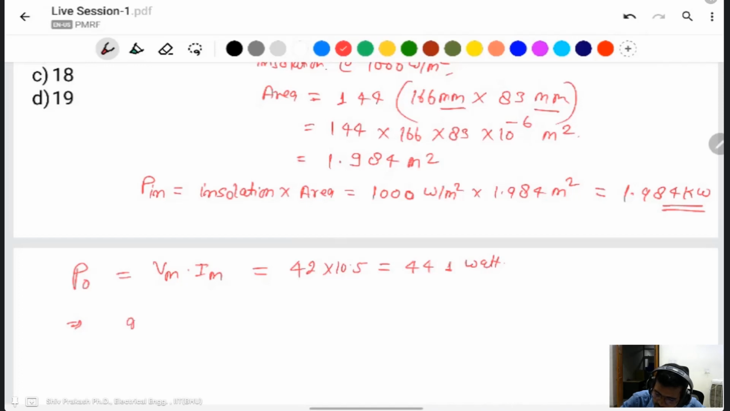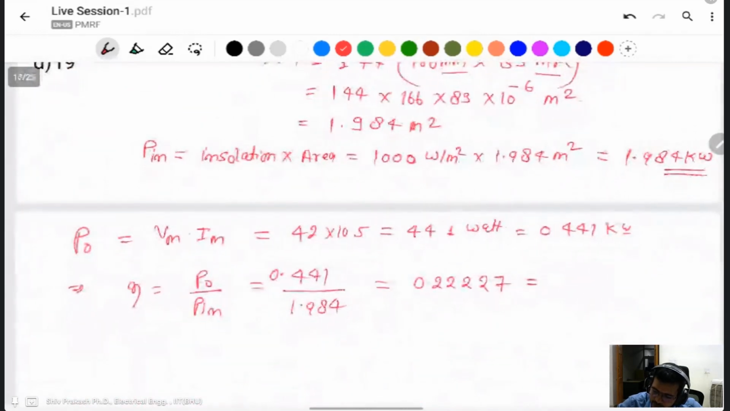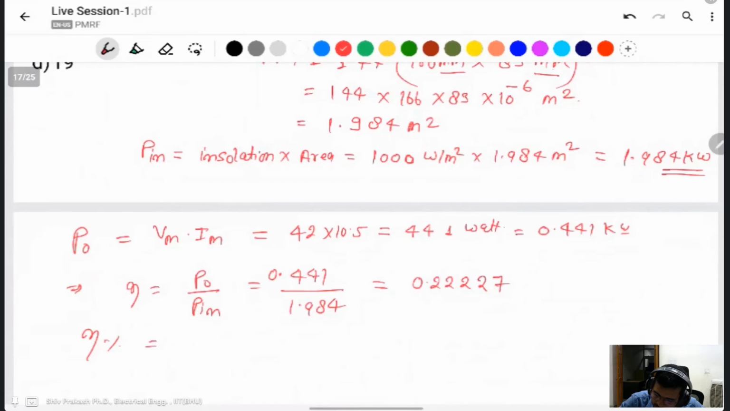Then what will be the efficiency? Efficiency is P output over P in, 441 divided by 1.984. Sorry, this one is in watt. Then what will it be in kilowatt? 0.441 kilowatt. Both are in kilowatt. Then take the kilowatt, taking data at the same parameter. It will be 0.22227, and if you ask about it in percentage, 22.22%.